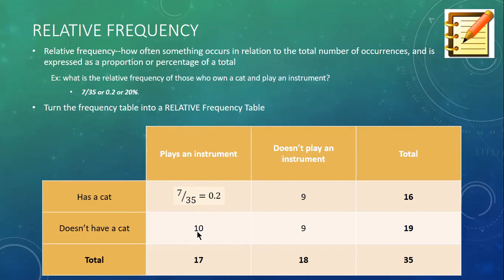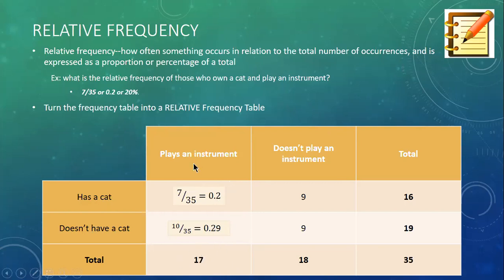So if I wanted to get the relative frequency for students that do not have a cat and play an instrument, okay, then I can do 10 over 35 because there was 10 kids in that category, which gives me 0.29, aka 29%. And so I can make this comparison here of, okay, so there was 29% of kids that didn't have a cat and played an instrument, and only 20% of kids that had a cat and played an instrument, right? So we can also do that for the total.